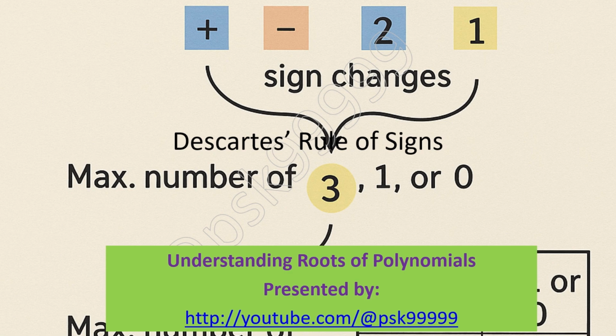Today we will learn one important concept in polynomials. This is called the Descartes rule of signs. It gives us an understanding of the number of real roots, the number of positive real roots, the number of negative real roots, and the number of complex roots. Let's learn this very simple concept, which can help you a lot in your entrance exams.